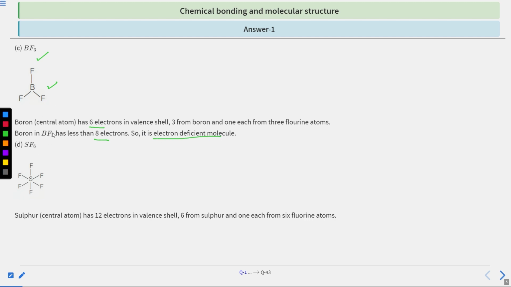And if you see in option number D, SF6 molecule, this is the structure of SF6 molecule and sulfur is the central atom here having 12 electrons in the valence shell: 6 from the sulfur and 1 each from 6 fluorine atoms attached to it. So it is also not electron deficient. Hence, the correct option will be the C option, that is BF3.